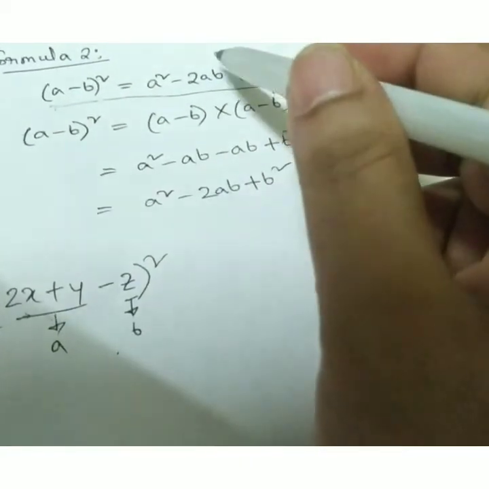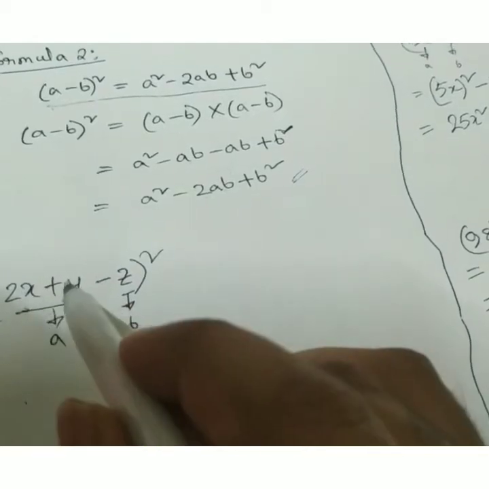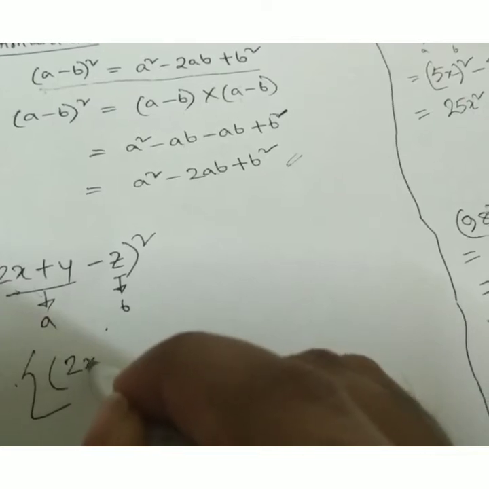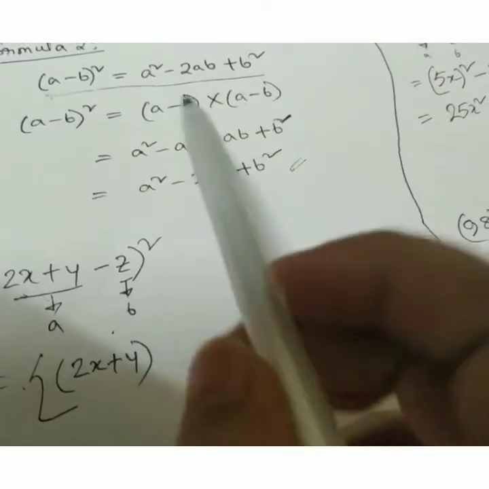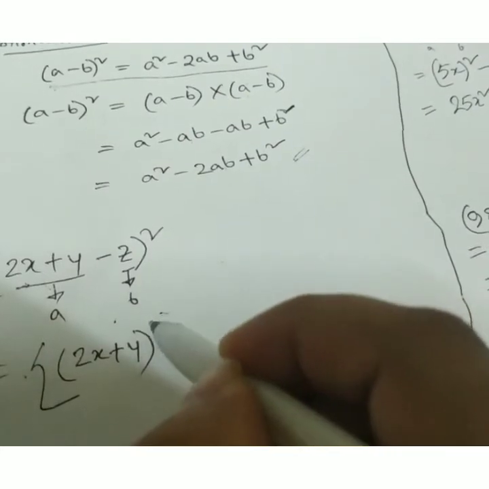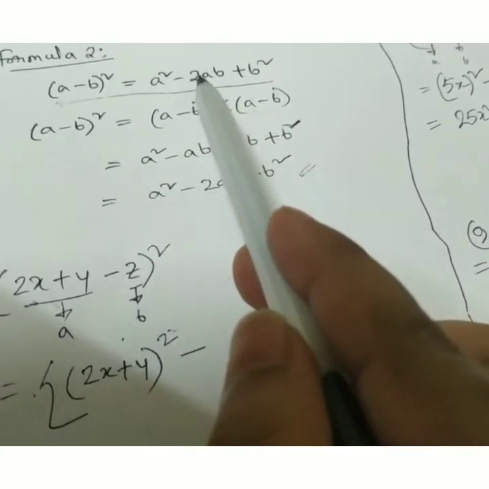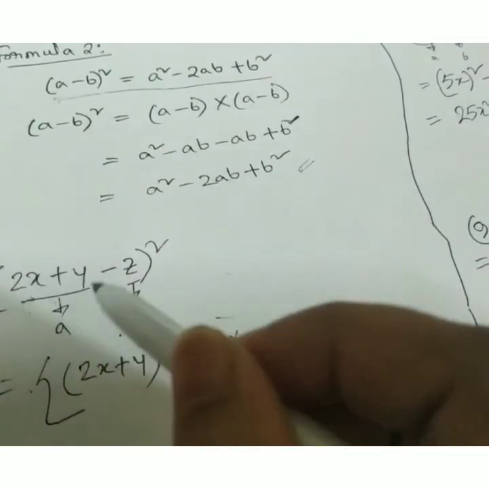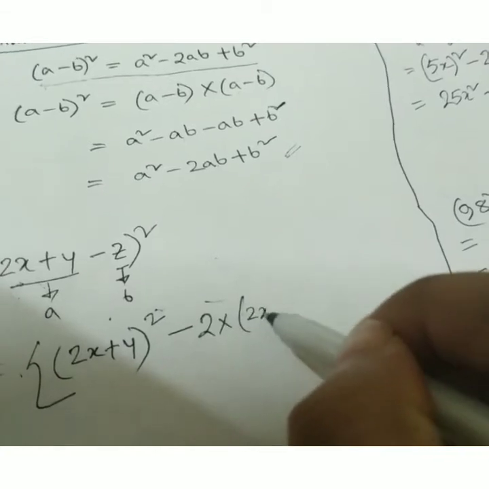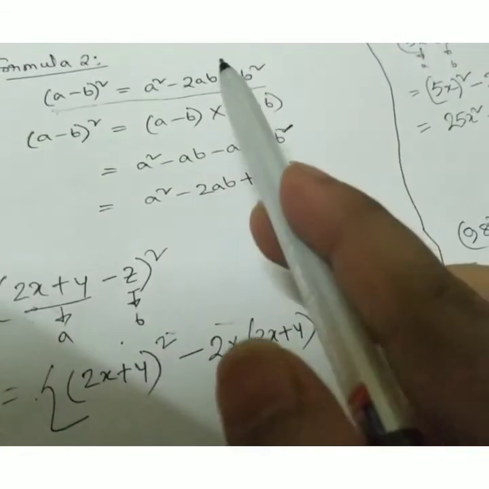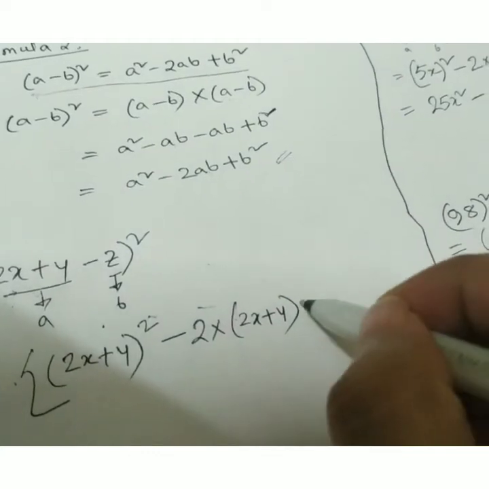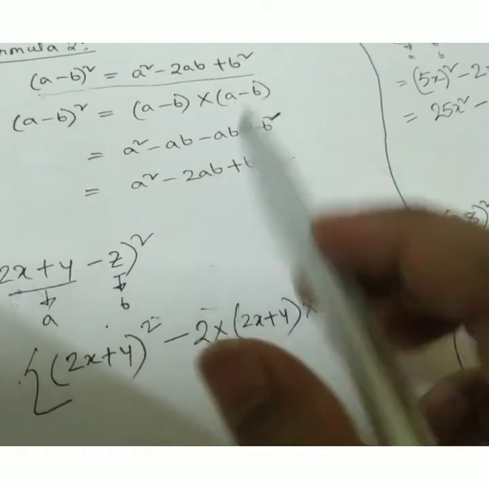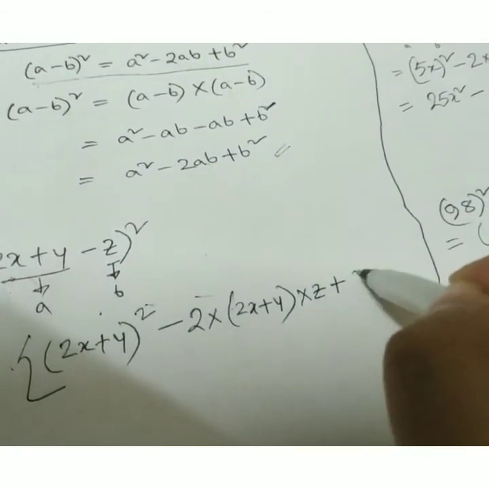So we can compare this with this again. Let's say 2x plus y is a, so we can use a bracket, (2x plus y) whole square, minus formula 2 into a. a means 2x plus y over here, so into bracket 2x plus y. Then b means z over here, so into z. Finally plus b square, and b is z, so plus z square.